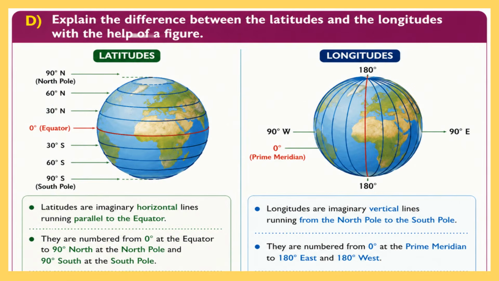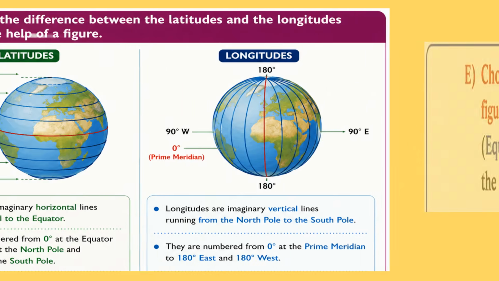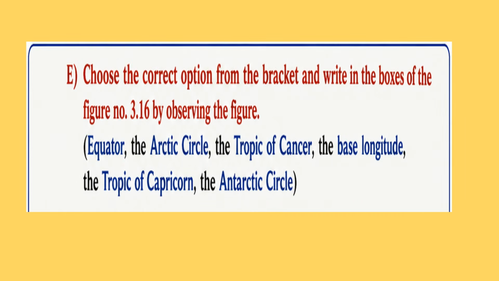To conclude, latitudes are horizontal lines parallel to the equator, numbered from 0 at the equator to 90 degrees north or south. Longitudes are vertical lines running from pole to pole, numbered from 0 at the prime meridian to 180 degrees east and west. Let's begin with identifying the main circles shown in figure 3.16.